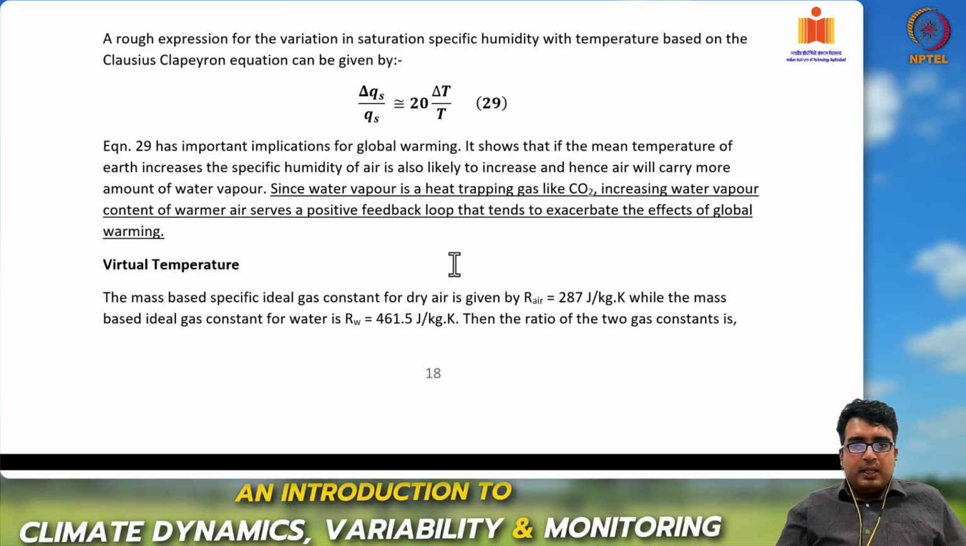Good morning class and welcome to our continuing lectures on climate dynamics, variability and monitoring. So we will continue our discussion on atmospheric humidity and conclude it in today's lecture.